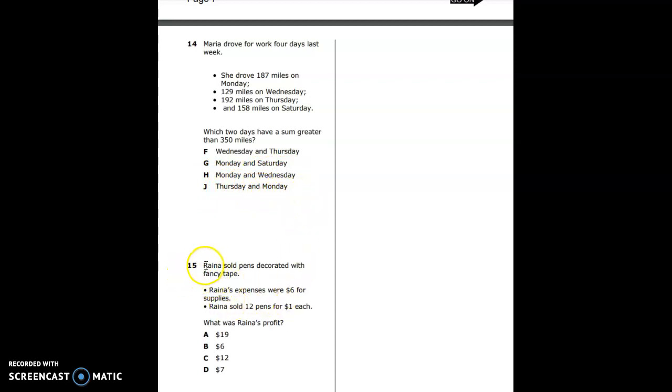Number 15. Raina sold pins decorated with fancy tape. Raina's expenses were $6 for supplies. Raina sold 12 pins for $1 each. What was Raina's profit? A. $19. B. $6. C. $12. D. $7.